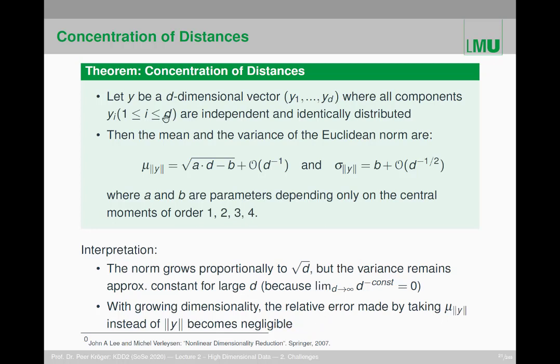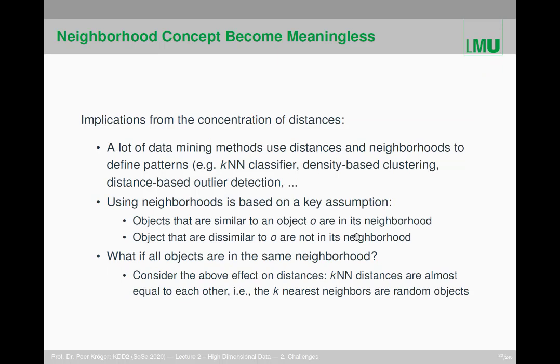And that is known as the concentration problem. So remember again what I told you before. If I use the mean instead of the individual vector, the error becomes negligible. In other words, the distances tend to become similar. The higher the dimensionality, the more similar the distances are, and that's not good news, because a lot of data mining methods use distances and neighborhoods to define patterns.